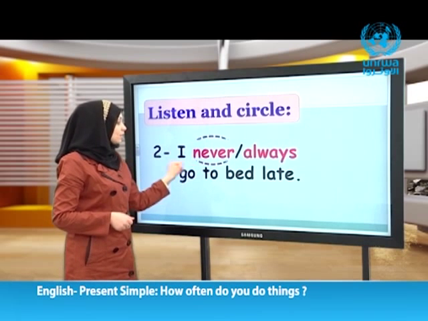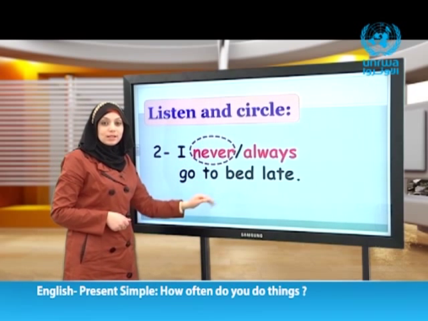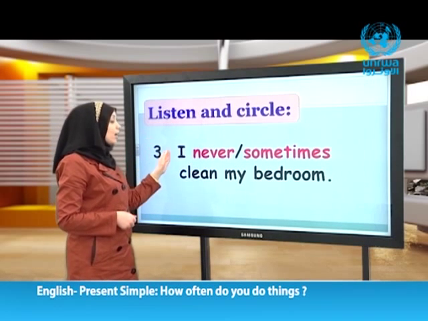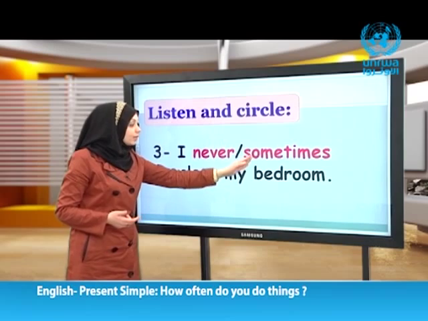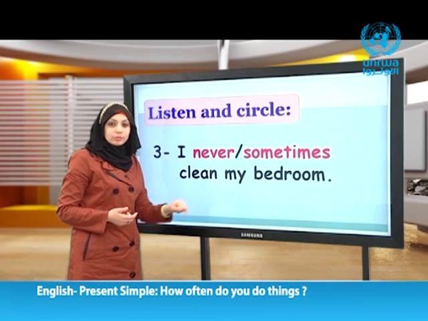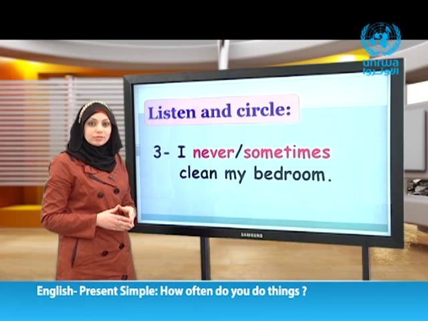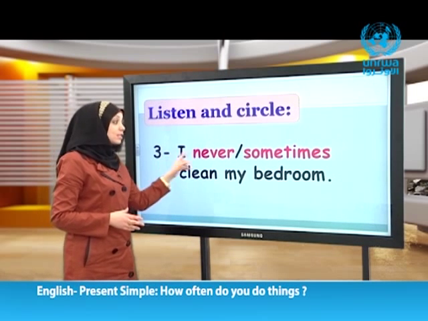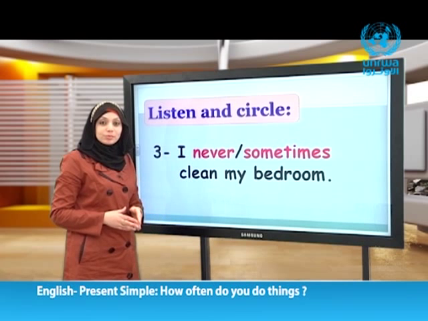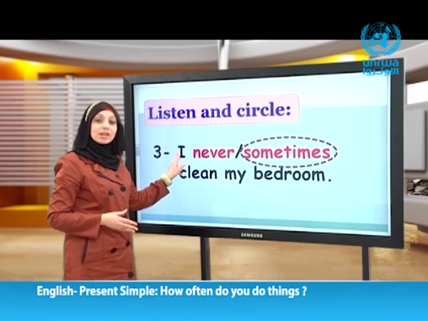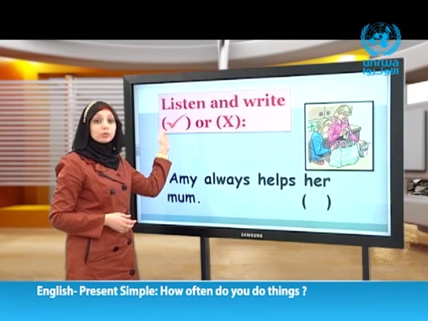Exactly, this is the correct answer. I never go to bed late. Number three. I sometimes clean my bedroom. Again, I sometimes clean my bedroom. Exactly, this is the correct answer. I sometimes clean my bedroom. Very good. Now we have another activity, which is listen and write true or false.